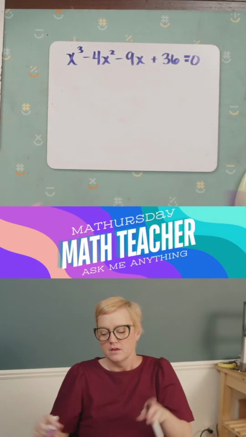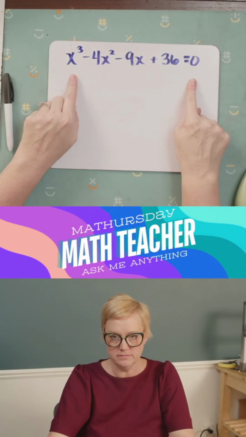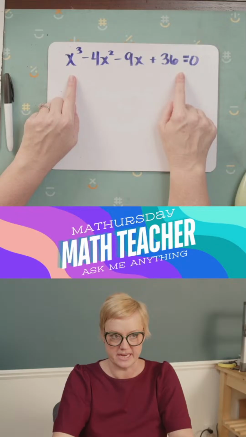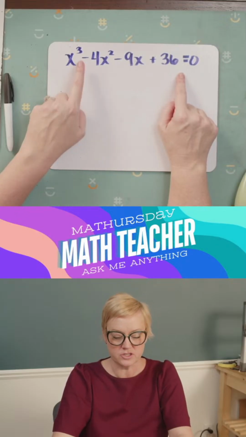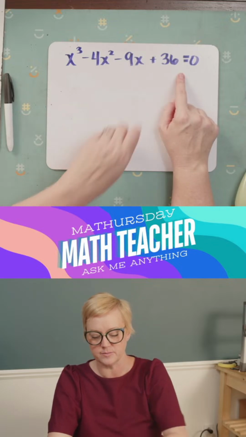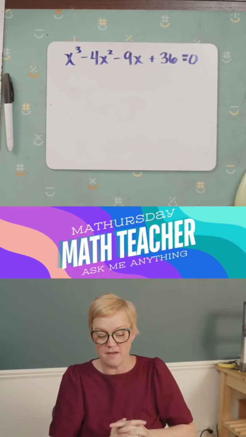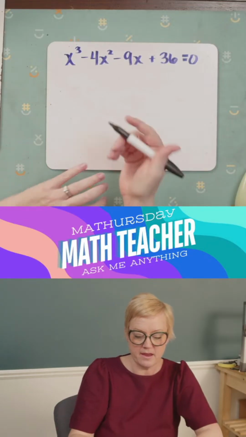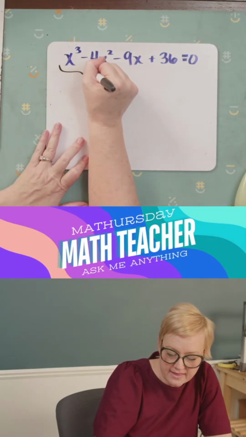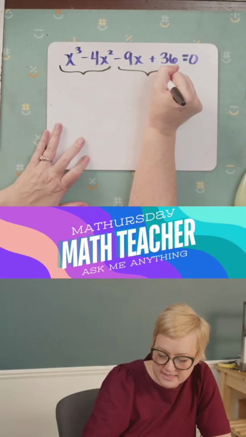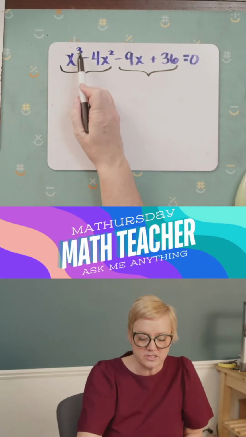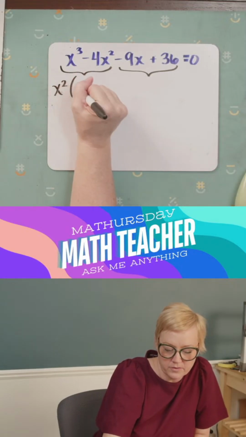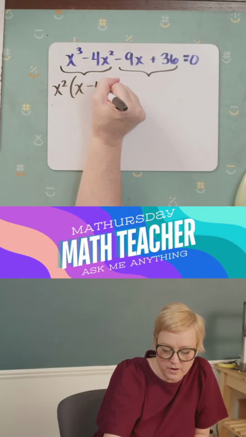Okay, so here we go. We've got this polynomial. Polynomial means that it's many termed. So we've got x cubed minus 4x squared minus 9x plus 36. First thing I'm going to do, I've got 4 terms, that means I can factor by grouping. I'm going to take this half and this half. X cubed minus 4x squared: I can take out an x squared from both of those, and what's left behind is x minus 4.